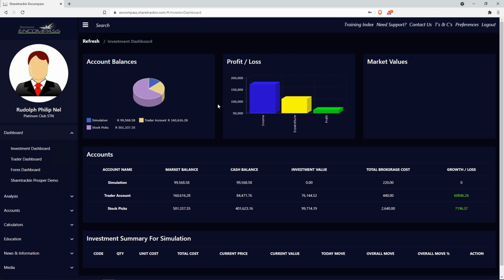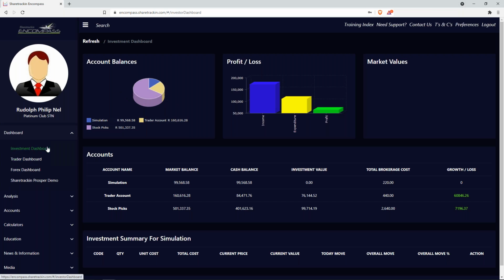So the investment dashboard is for your investments. So long-term investments. So let's say from a month up to 2 months, 6 months, a year, 3 years, 5 years, 10 years, and so on. So it's a long-term investment dashboard. And then the trader dashboard is for your short-term trades. So let's say, for instance, from a day up until 2 weeks, 3 weeks, a month.